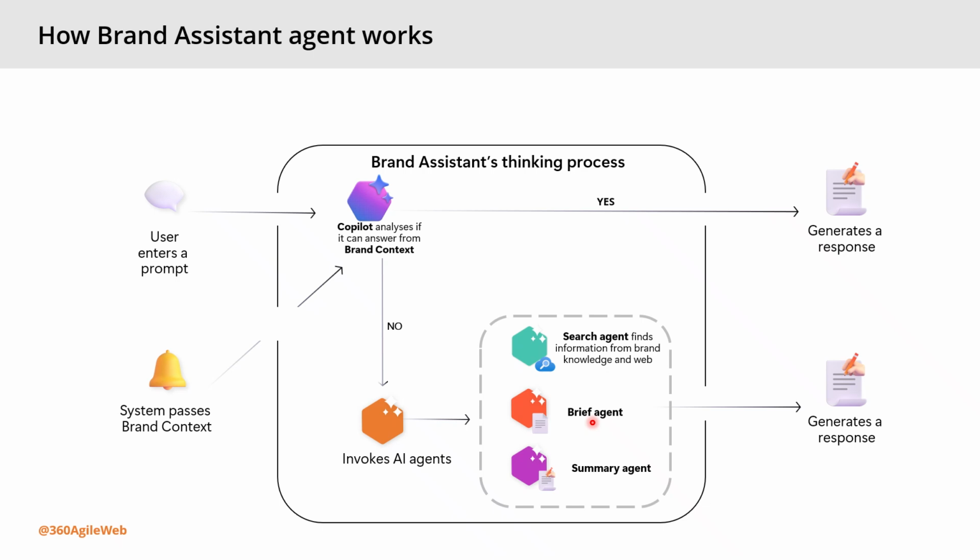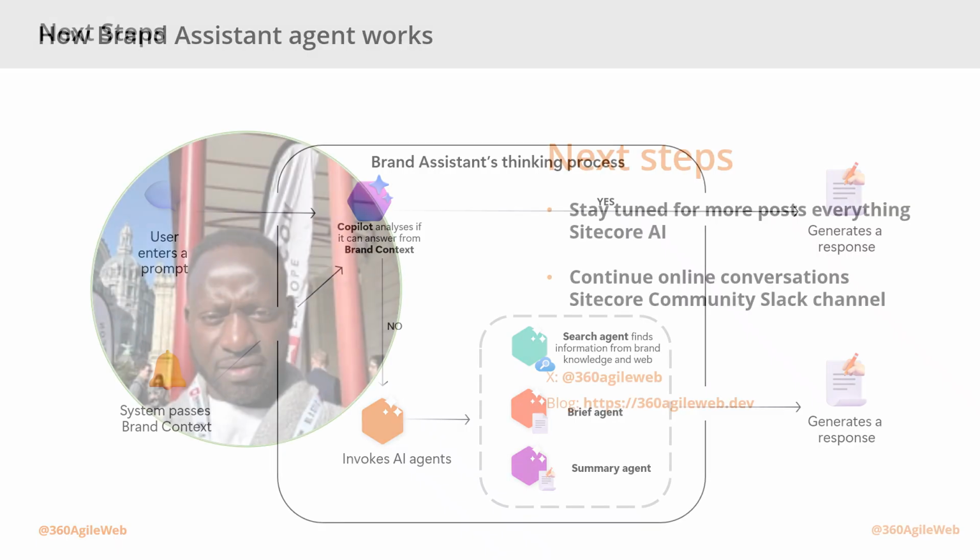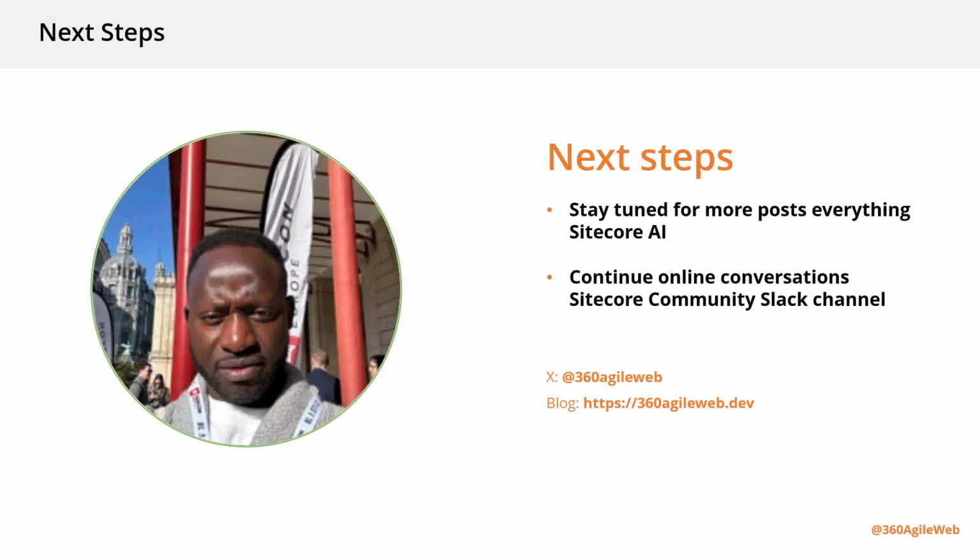And the summary agent shown here is used to condense all the retrieved information into a concise, relevant response, which is shown as an output in the brand AI assistant, plus any references on where the knowledge was found. And then this, of course, generates the response to the user. That's how our Sitecore Stream Brand Kit agent works.